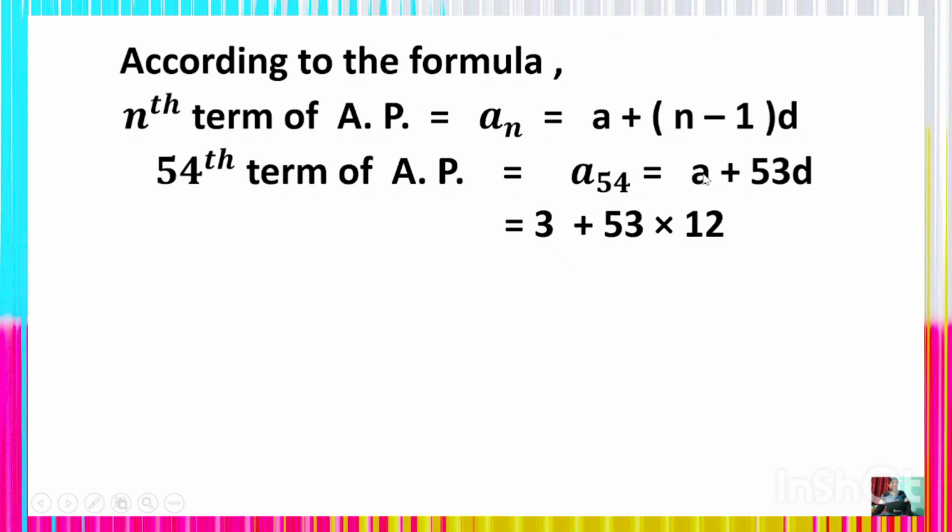So here in place of a and d you can use the values. It will be 3 plus 53 multiplied by 12. It will be 636, so it will be 639. Thus we get a54 is equal to 639.